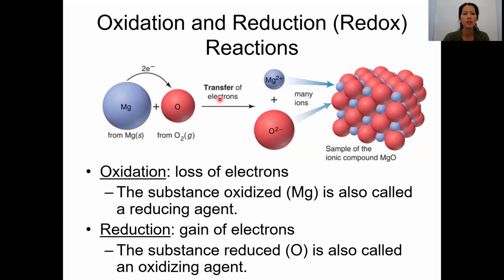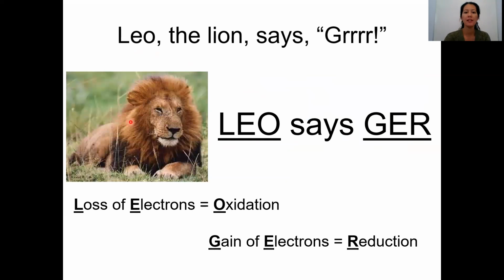And something that you can see, you're going to have to be able to tell what is being reduced and oxidized in a redox reaction. When you see a gain of oxygen, for example, magnesium adds oxygen, magnesium's being oxidized. That's one easy way to remember it. Another one is this little mnemonic, Leo the lion says grr, GER. What that stands for is a loss of electrons is an oxidation, and a gain of electrons is a reduction.